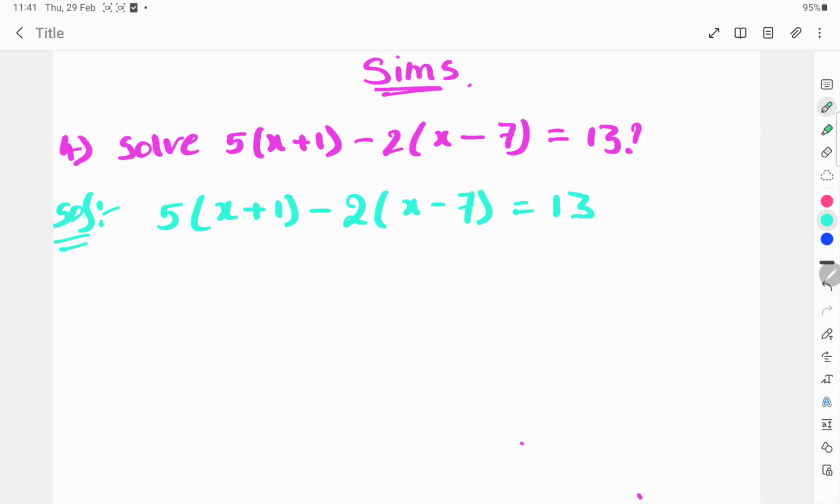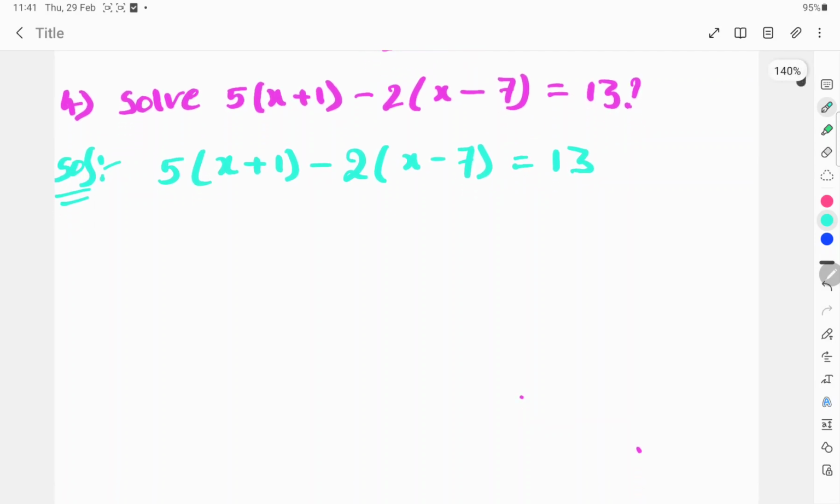is the RHS. So, we find LHS is equal to RHS. So, then find the x value. See here, 5 multiplied by x is 5x, plus 5 into 1 is 5, minus 2 into x is 2x, minus into minus is plus, here 2 sevens are 14, is equal to 13.